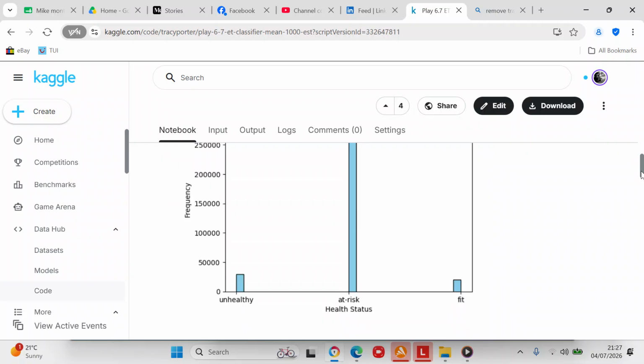So this is a histogram of the target. You can see you've got a few people who are unhealthy, a few people who are fit, and you've got a lot of people who are at risk. And what this is telling you is that you have an unbalanced data set. It's primarily the health status of most of the people is at risk. A few people are unhealthy and a few people are fit.